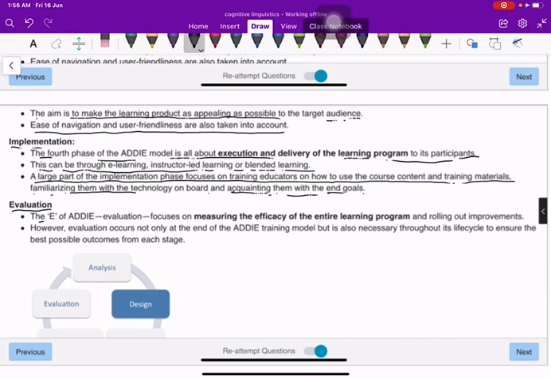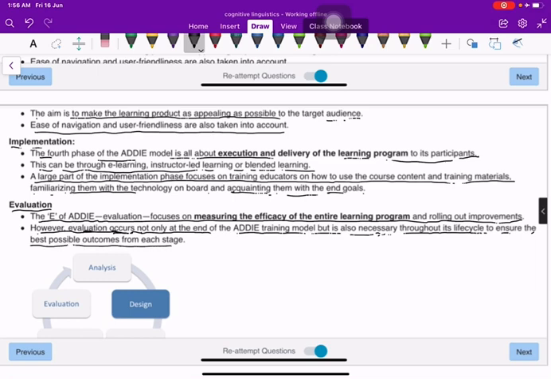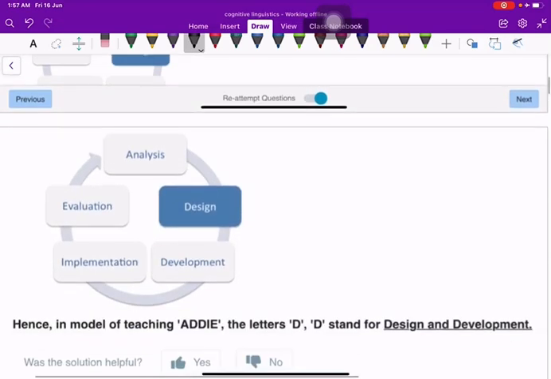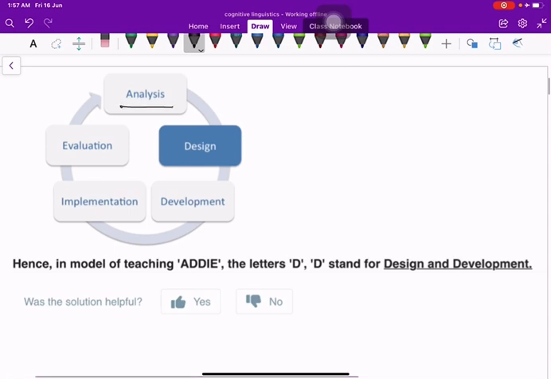Now, evaluation. The E of ADDIE, evaluation, focuses on measuring the efficacy of the entire learning program and rolling out improvements. However, evaluation occurs not only at the end of the ADDIE training model but is also necessary throughout its life cycle to ensure the best possible outcomes from each stage. Now, this is the design: analysis, design, development, implementation, evaluation.